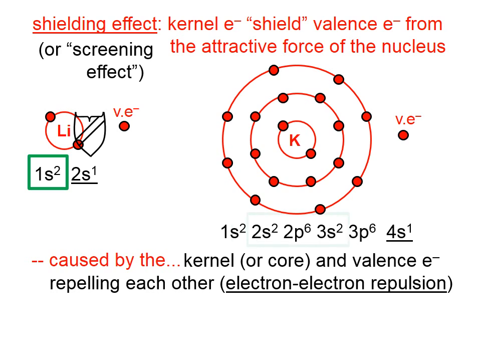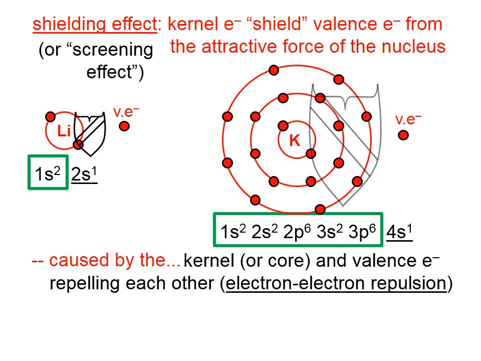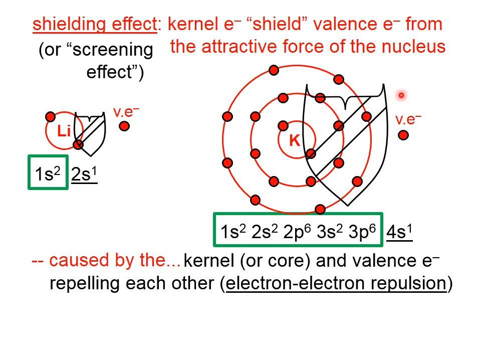Now if we go over to potassium, potassium has 18 kernel or core electrons. If you count all these up, 2 plus 2 plus 6 plus 2 plus 6, you get 18 kernel or core electrons, and all 18 of those are tending to shield this outermost valence electron from the attractive pull of the nucleus. And for that reason, of these 2 valence electrons, the one from potassium is going to be much easier to remove.